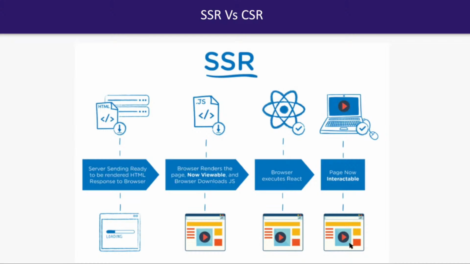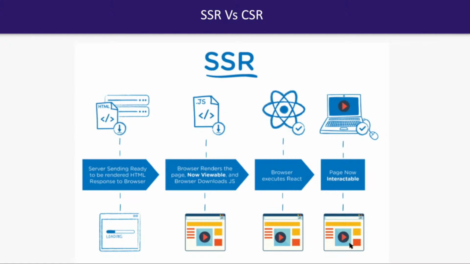Okay, the only difference here is the server is sending ready-made HTML to be rendered. It's not like you are sending JSX and then it is getting compiled and all these things. The server is sending ready-to-be-rendered HTML. So whenever that document is ready, you start seeing the page in the browser. That is the difference, right?